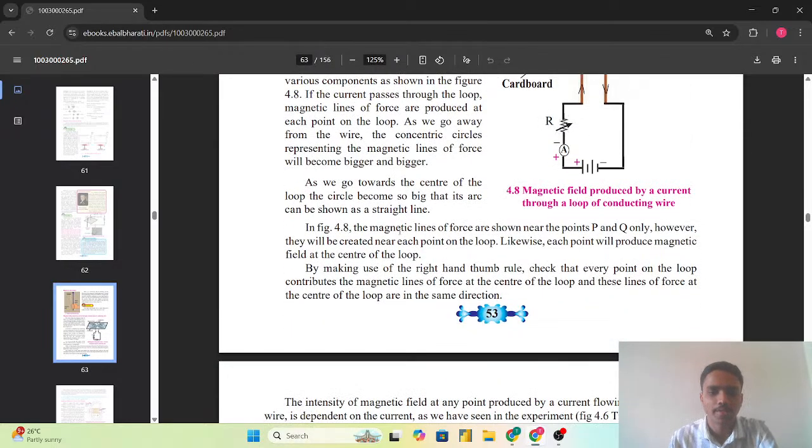In figure 4.8, the magnetic lines of the force are shown near the points P and Q only. However, they will be created near each point on the loop. Likewise, each point will produce the magnetic field at the center of the loop. By making use of the right hand thumb rule, check that every point on the loop contributes the magnetic lines of the force at the center of the loop, and these lines of the force at the center of the loop are in the same direction.